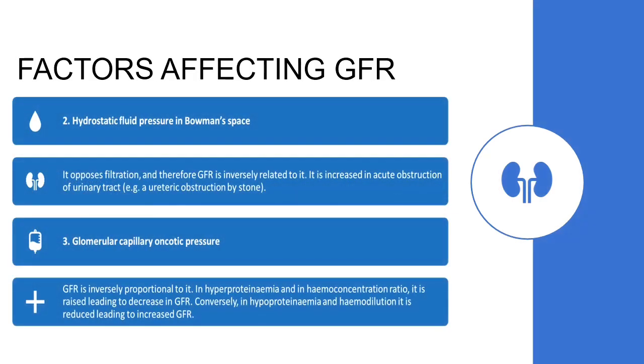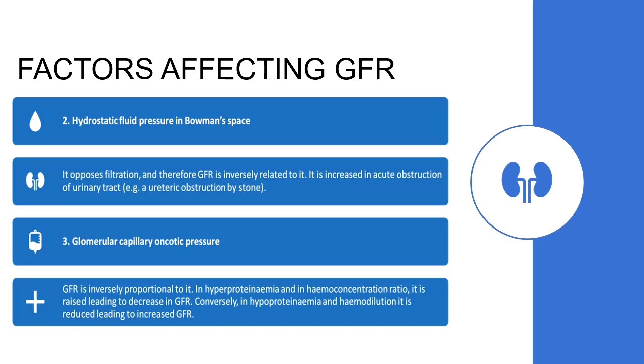The second factor that we consider is the hydrostatic fluid pressure in the Bowman space. As we discussed previously, it is favoring reabsorption and opposing filtration, so GFR is inversely related to it. Clinically, it may be increased in acute obstruction of the urinary tract, for example by a stone. In this case, the filtration will not be efficient and it will be impaired.